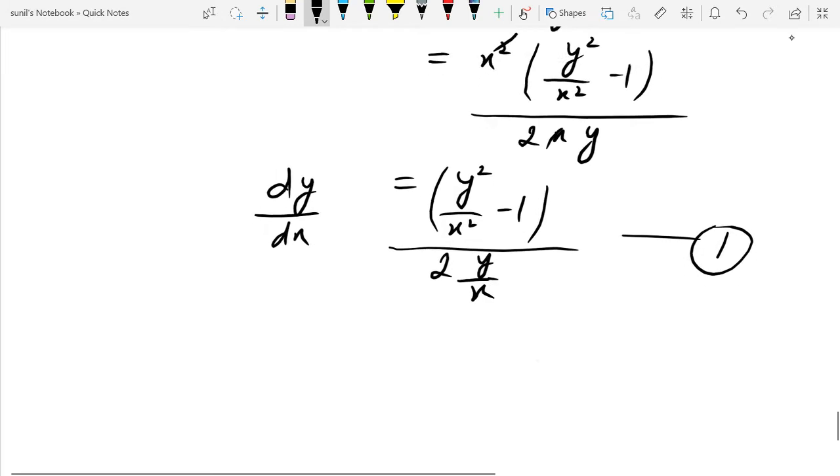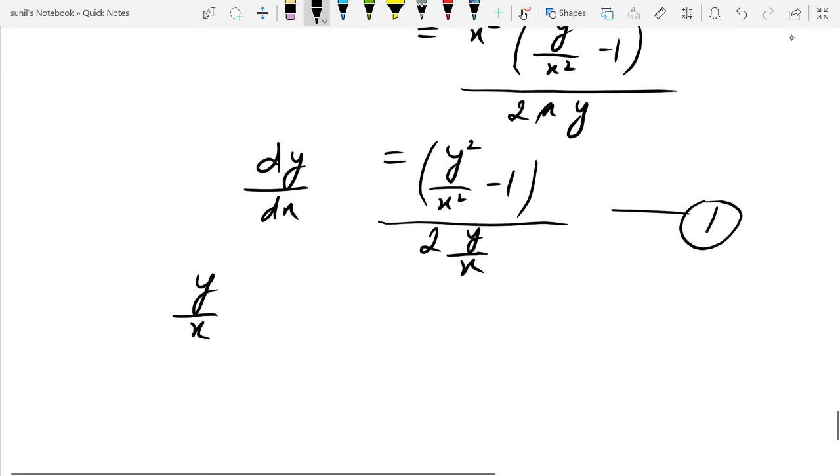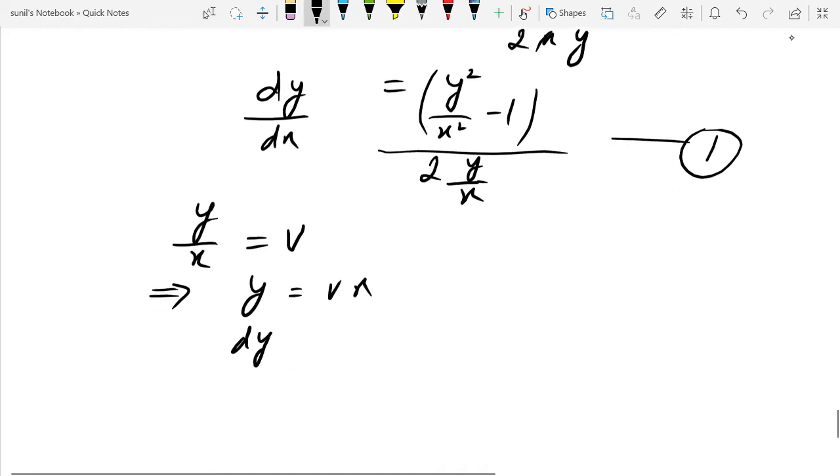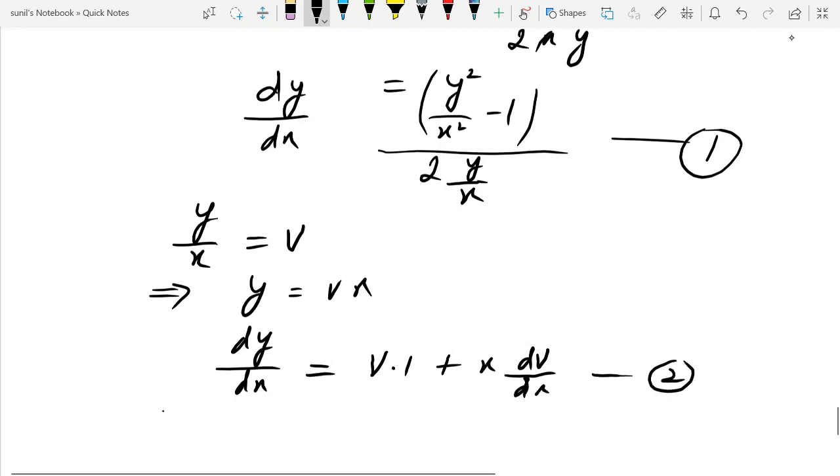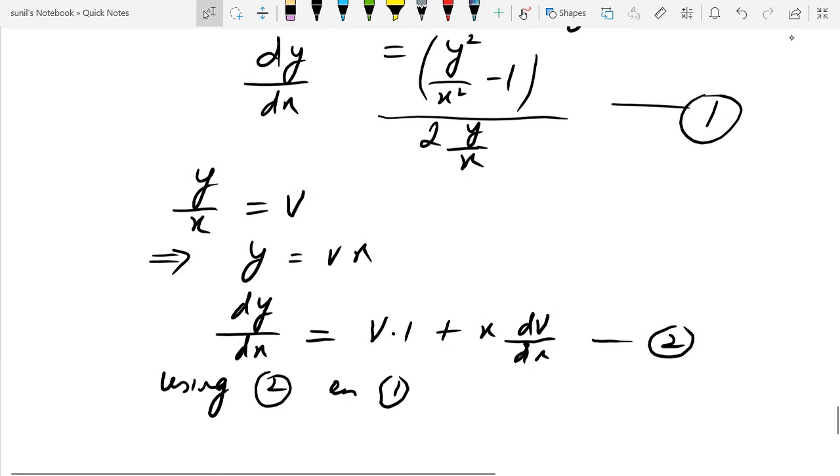Let this be equation 1. So y by x is equal to v, which implies that y is equal to vx. So this will imply dy by dx is equal to v into 1 plus x dv by dx. Now using 2 in 1, I will be having v plus x dv by dx equal to v square minus 1 upon 2v.